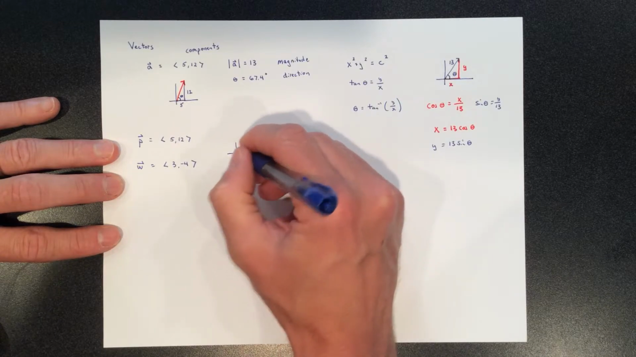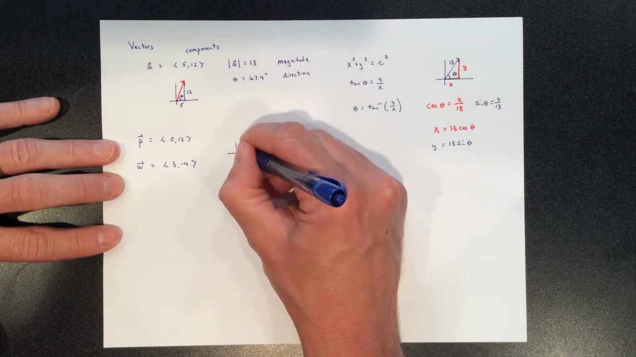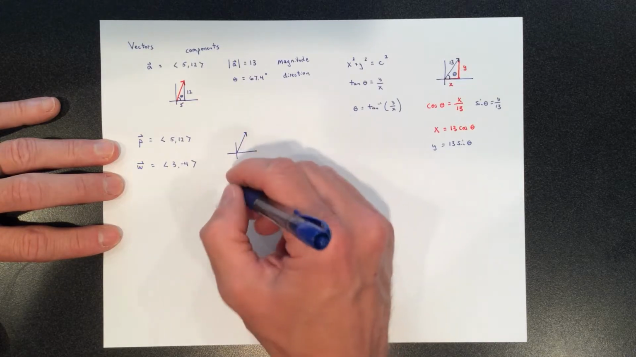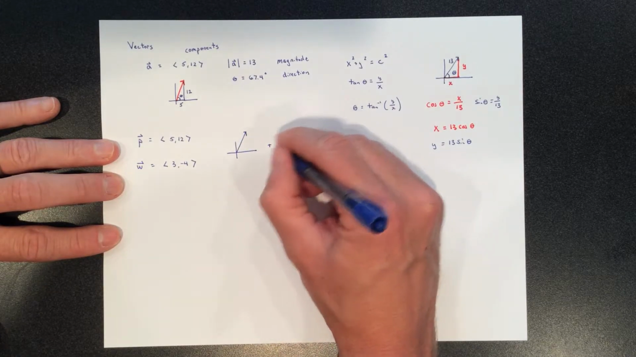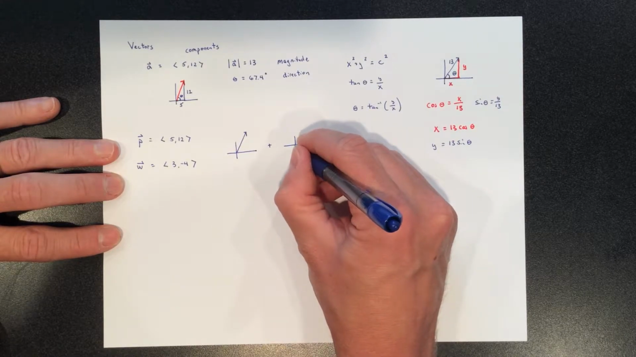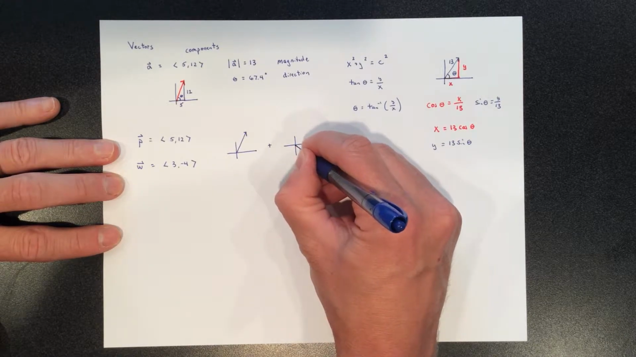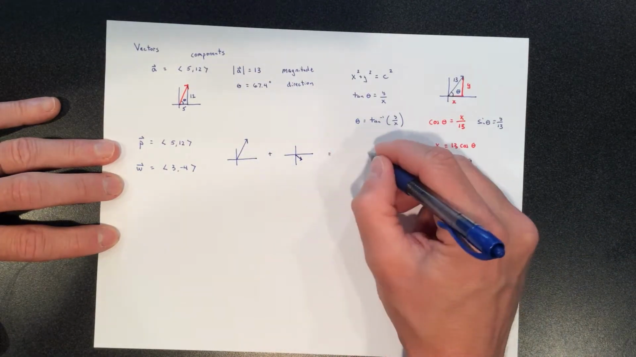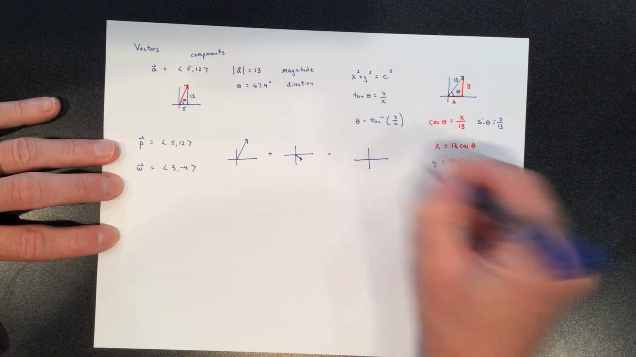So let's draw this. So there's the plane. And I'll try to draw this to scale. There's vector P. And we're going to add that to the wind. And the wind is something like this. And so graphically, how do you add those together? Well, you add them tip to tail.